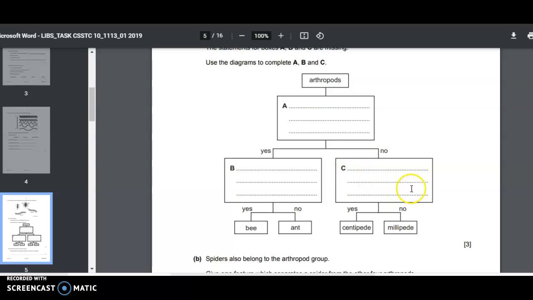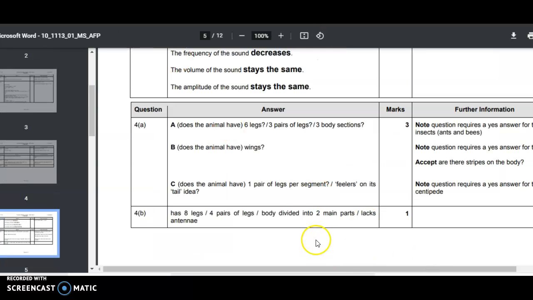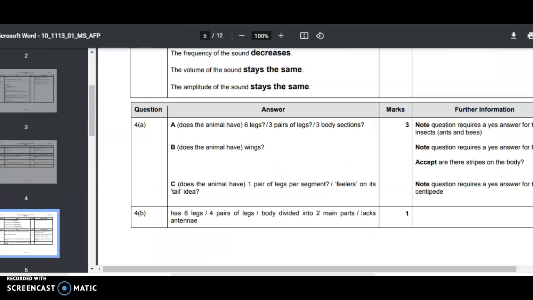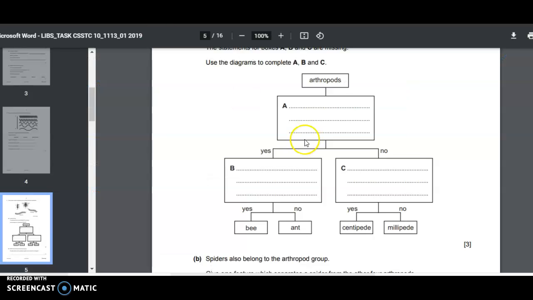No, going here. So what is the feature between a centipede and a millipede? Well, it has to do with the number of legs and the segments. So does it have 1 pair of legs per segment? Yes or no. And with ants and bees, it is, do they have wings? So that's one thing that is different between ants and bees.